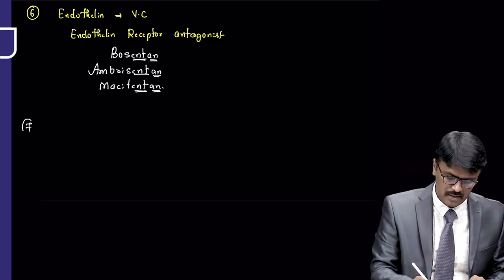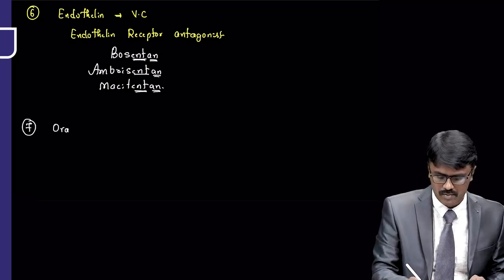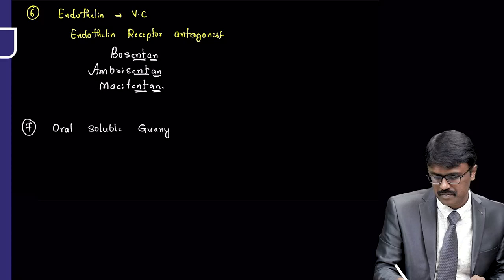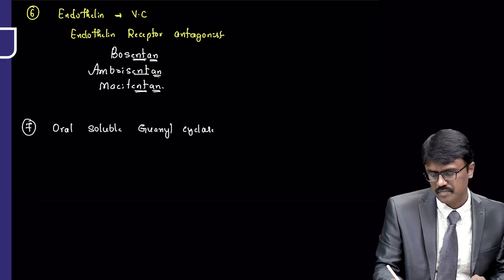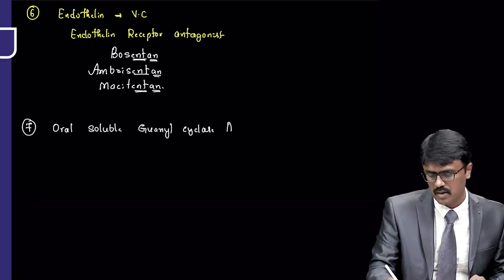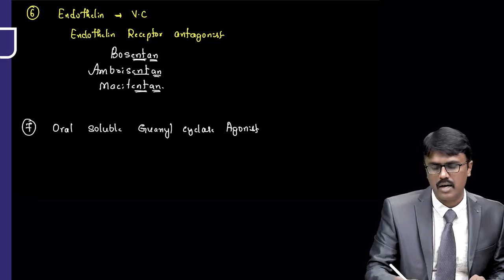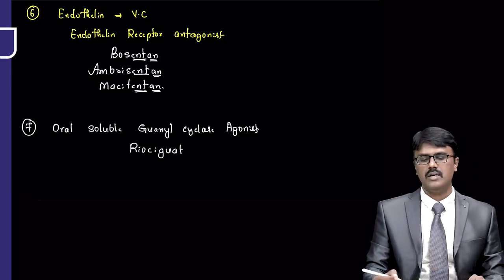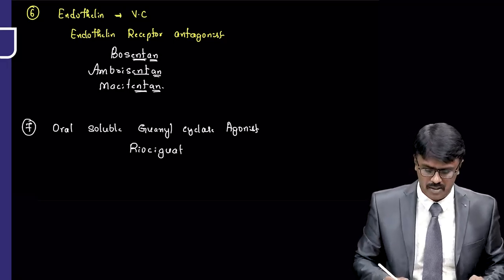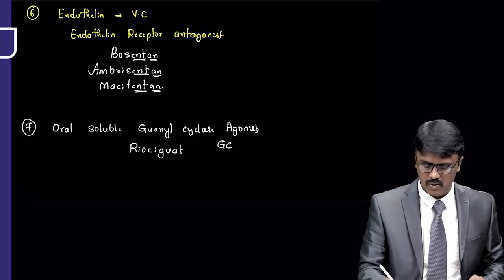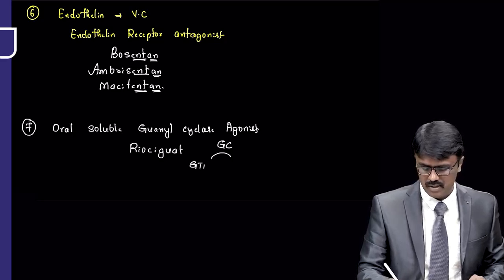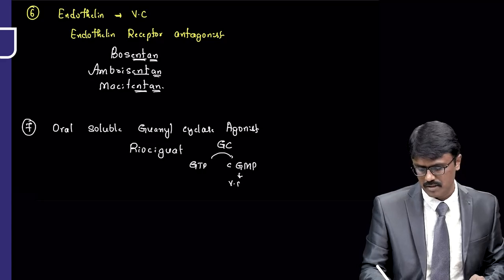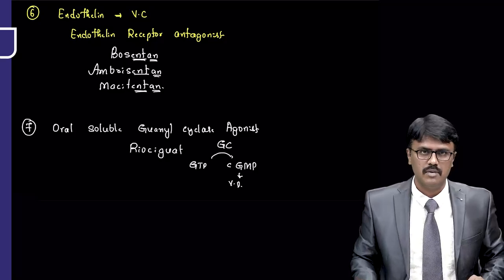The 7th drug is an oral drug. It is called oral soluble guanylyl cyclase agonist, and the name is riociguat. So these are the drugs we use in the management of pulmonary hypertension. So what is the role of guanylyl cyclase? Guanylyl cyclase will convert GTP into cyclic GMP, and that is responsible for vasodilation.